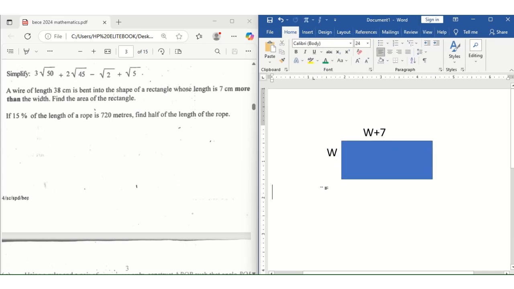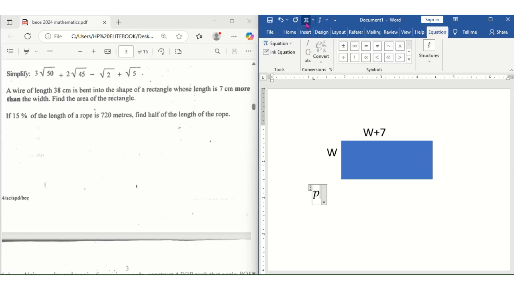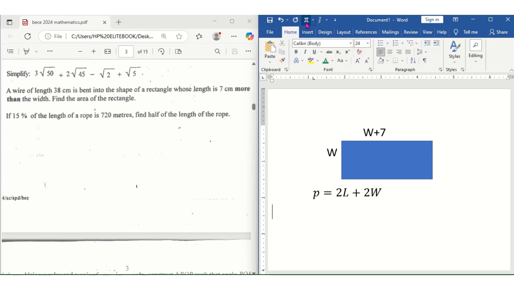The question again says that the length is 38 centimeters. So it means that this has formed the perimeter of the rectangle. So we are going to say that the perimeter of the rectangle, which is P, will be equal to 2 length plus 2w.